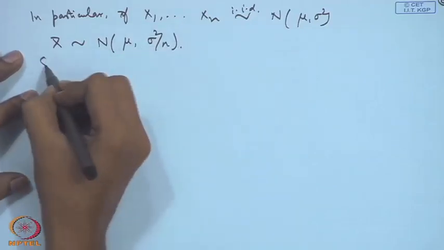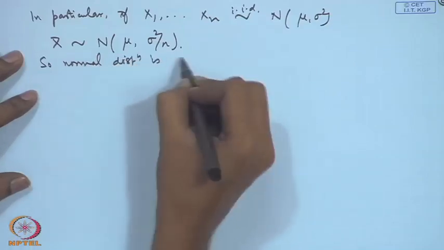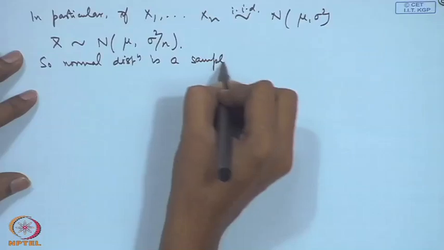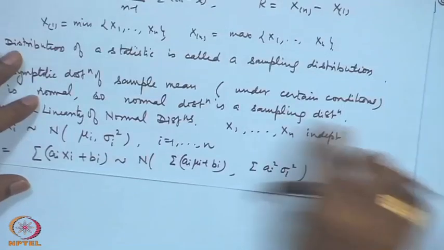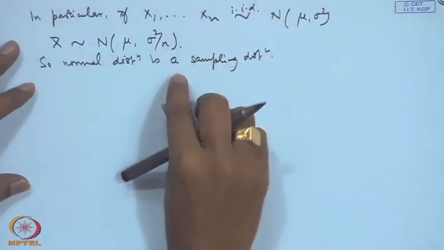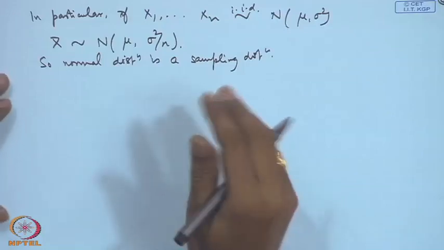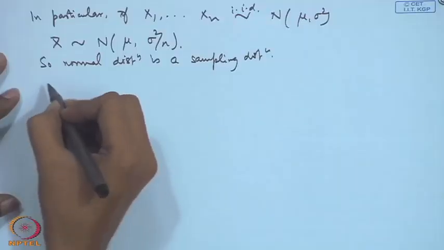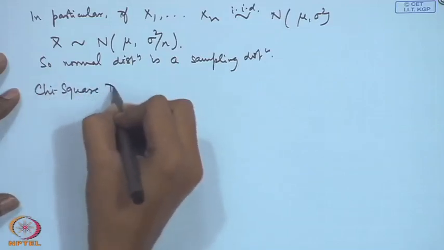So, the normal distribution is a sampling distribution in the finite sense also. Here it is asymptotically a sampling distribution, but here, with a fixed sample size also, it is a sampling distribution. Now, let me introduce some other sampling distributions which arise in the study of distributions of various statistics. Let us consider first what is known as the chi square distribution.